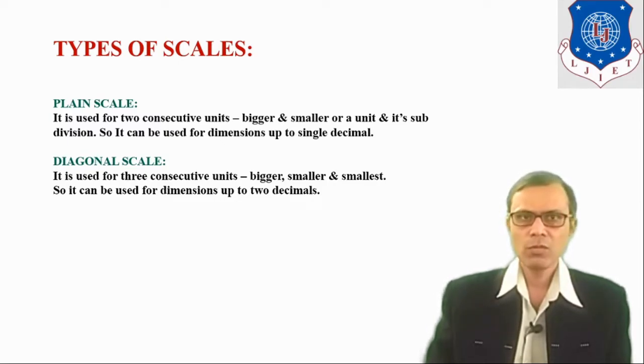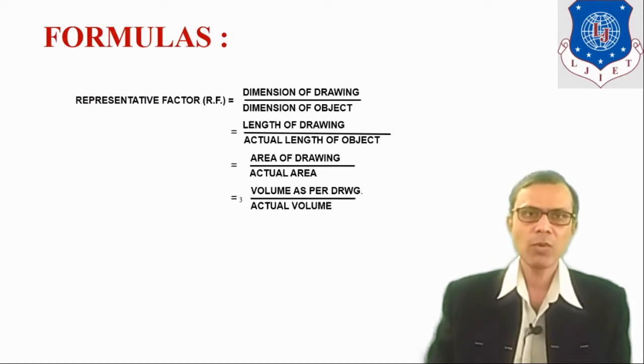If we want to measure the dimension with accuracy of 2 decimal points, then diagonal scale can be used. For this type of scale also, you are required to remember the formulas to find the representative fraction. It is given by the ratio of dimension of the drawing to the actual size of the object, or the square root of area of drawing to the actual area, or the cube root of volume as per drawing to the actual volume of the object.